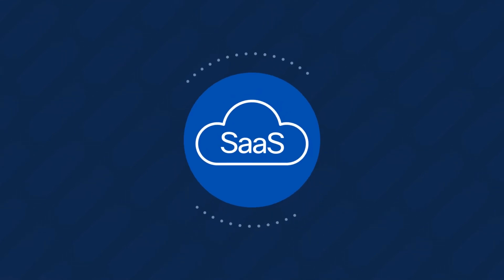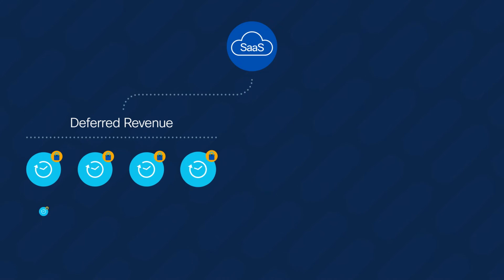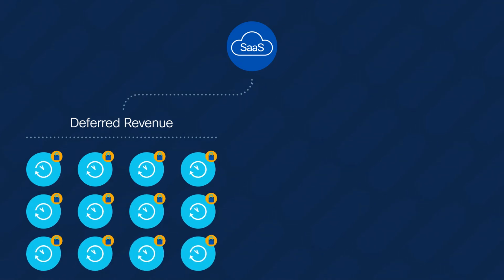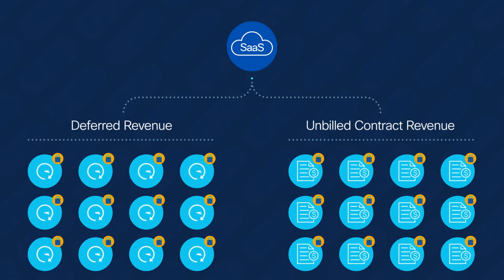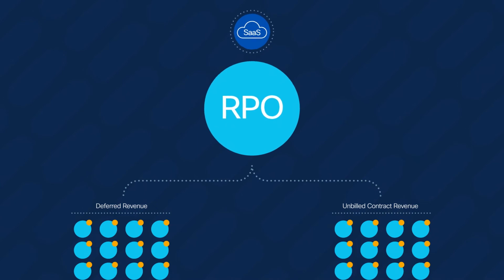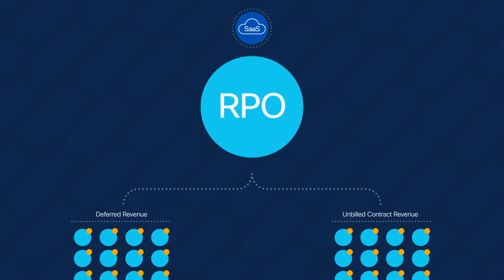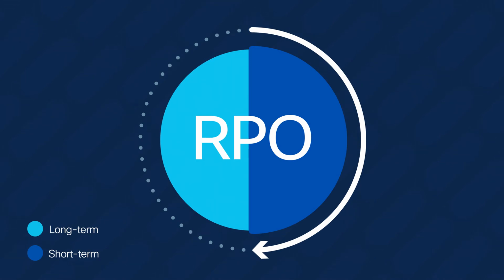In a software as a service recurring revenue model, deferred revenue builds up over time. And with multi-year sales, unbilled contract revenue also builds up. That's why RPO is so important. It's also a reliable indicator of our future revenue. In fact, around half of our RPO is short-term, so it will be recognized within 12 months.